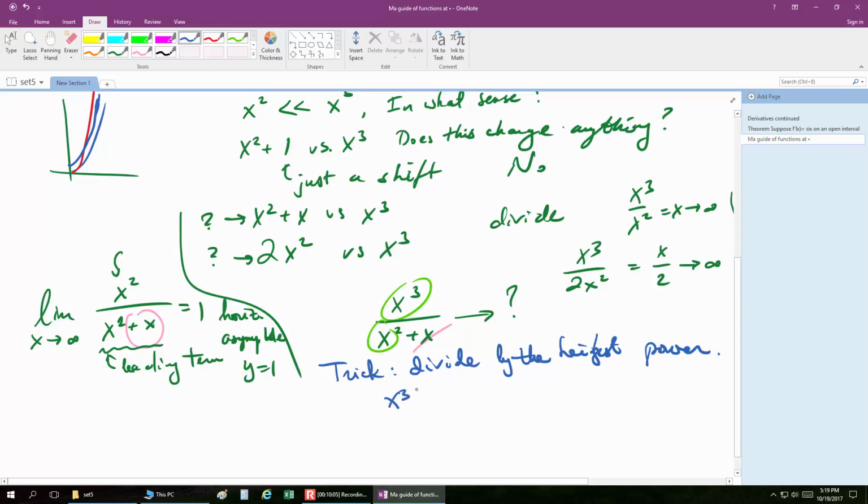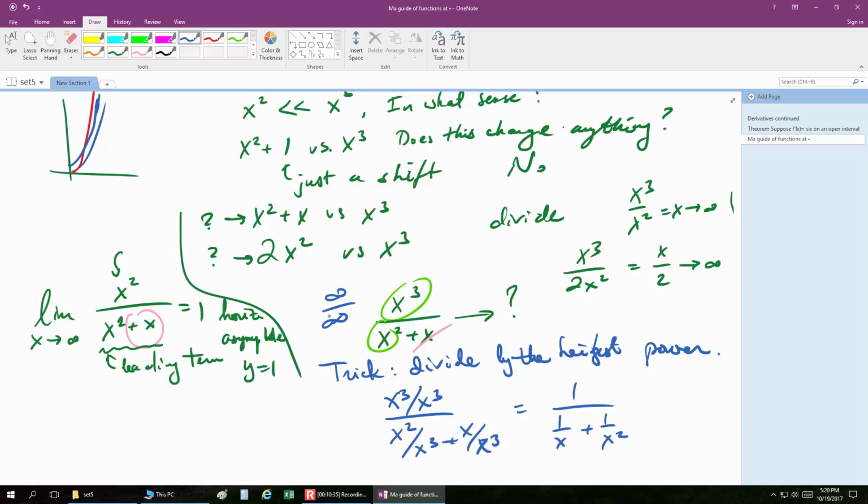So I have x cubed divided by x cubed, and here I have x squared by x cubed plus x by x cubed. Then I end up with 1, and here 1 over x plus 1 over x squared. So the numerator now, we have resolved the indeterminate expression. That is the point of this trick, to deal with infinity over infinity, which is what we're facing. The issue is how to compare two functions, both of which go to infinity, if we put them in the form of a fraction. But then we have an indeterminate expression if we want the limit of that.